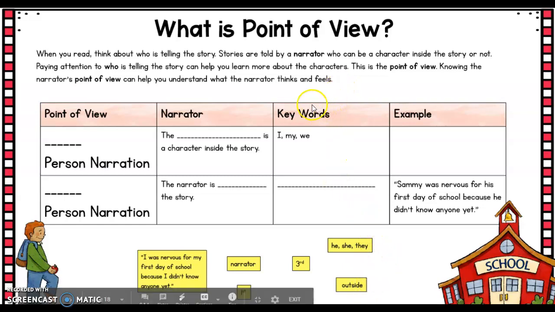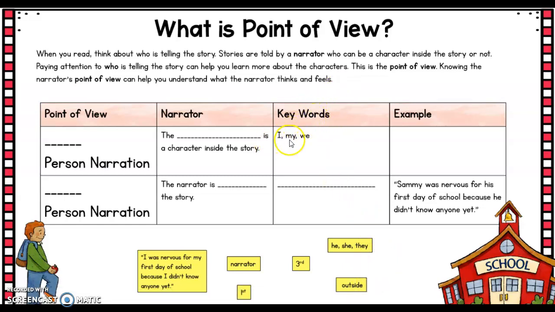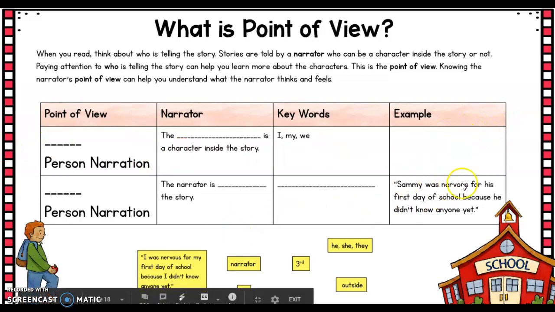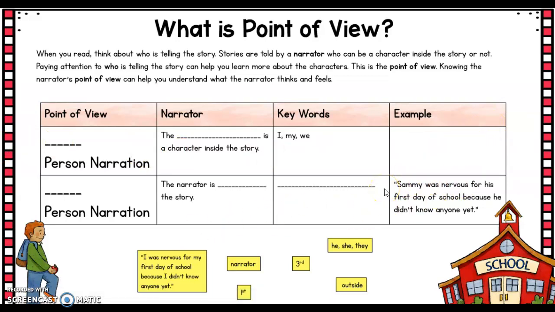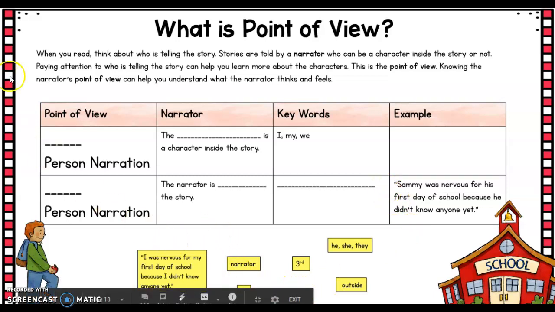In this column, we have keywords, I, my, we, and then a blank spot. And here is where you're going to add the example. So this narration does not have an example, but this one does, and it reads, Sammy was nervous for his first day of school because he didn't know anyone yet. So you're going to drag these yellow boxes to their correct spot to fill in the blanks.